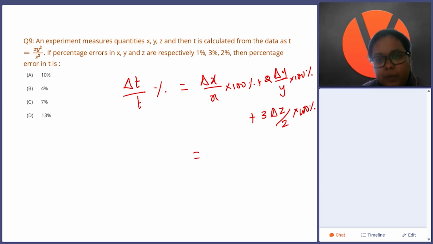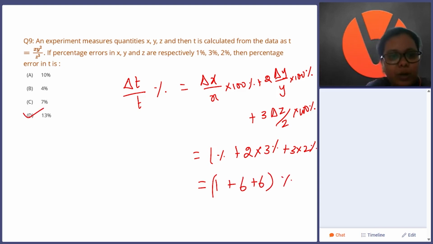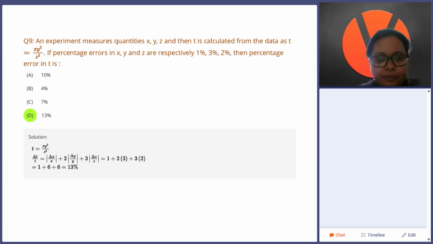So what shall I do right now? So here delta x by x into 100, which means percentage error in x is 1 percentage plus 2 into 3 percentage plus 3 into 2 percentage. So what we are getting, 1 plus 6 plus 6, so 12 plus 1, 13 percentage.